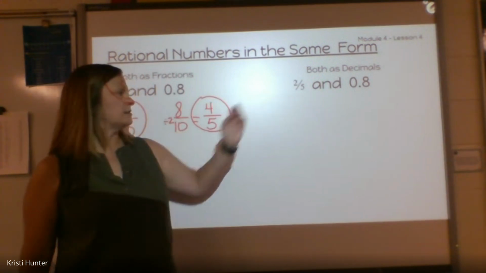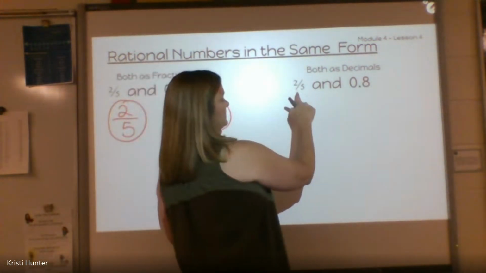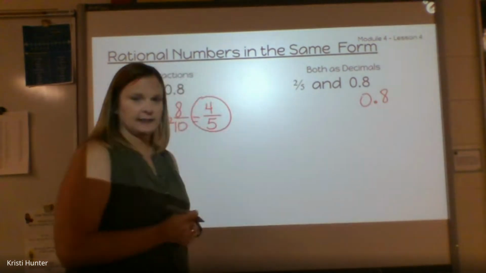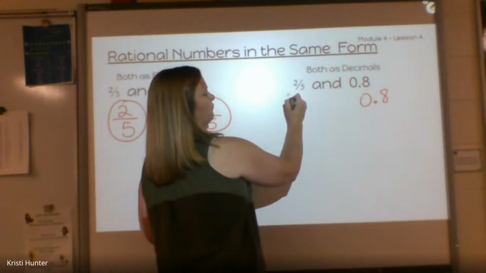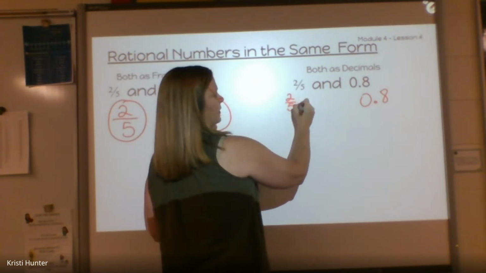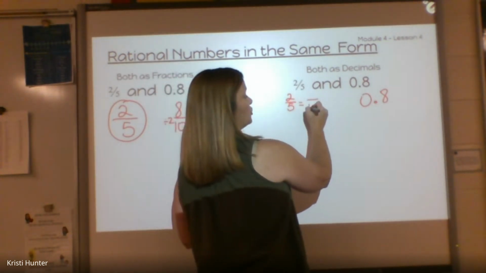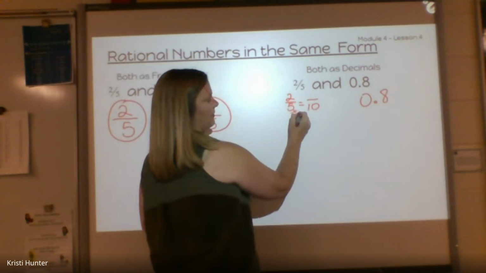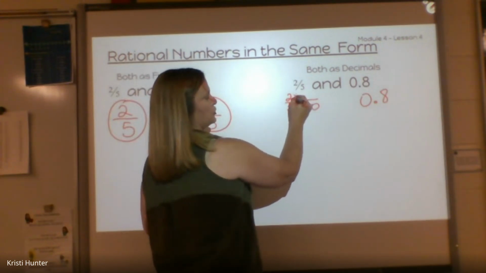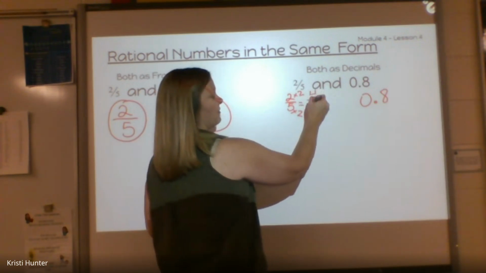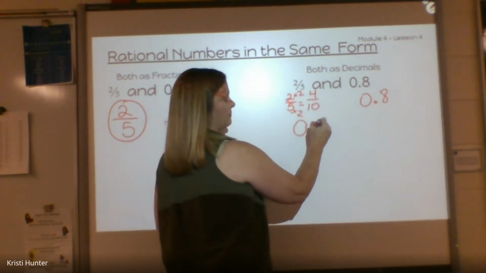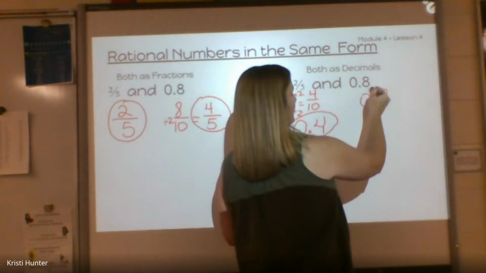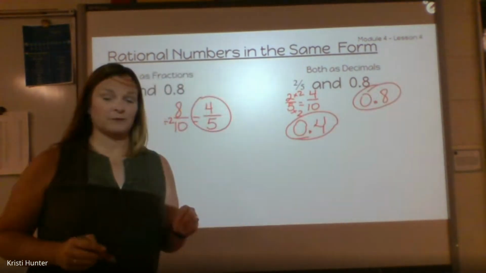Both as decimals. Here we go. So 2/5 is not a decimal, but 8/10 is. So when I think of this 2/5, I can make my 5 into tenths. So to do that, I'm going to take a 5 and multiply it by 2, multiply it by 2. So I've got 4/10, or 0.4. Now I've made both of these as a decimal.